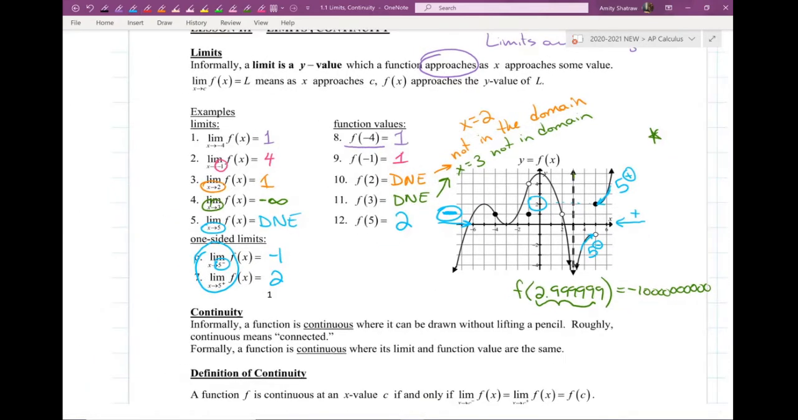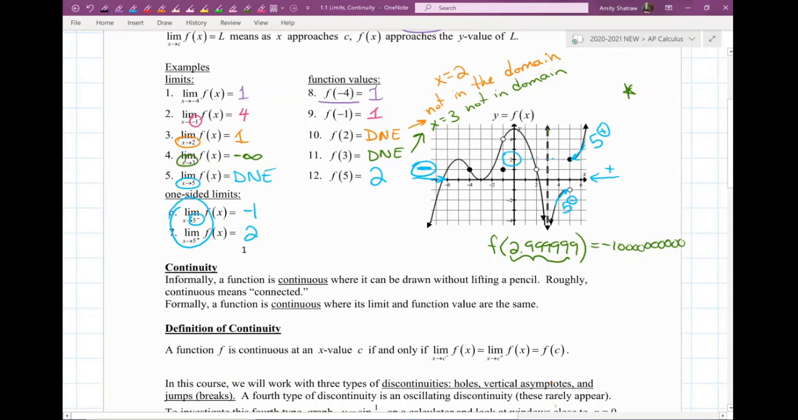Now, as we move forward, we are going to talk about continuity. Limits go hand in hand with continuity. And you could say that a function is continuous where it can be drawn without lifting a pencil. Roughly, it means that continuous is connected. And we say that a function is continuous where its limit and where its function values are the same. So we take a look at this piece from the left, and we take a look at this piece from the right, and we check to see, is f of c defined at that point? And if you can say check, check, and check that they all equal the same number, then you can say that that function is continuous.